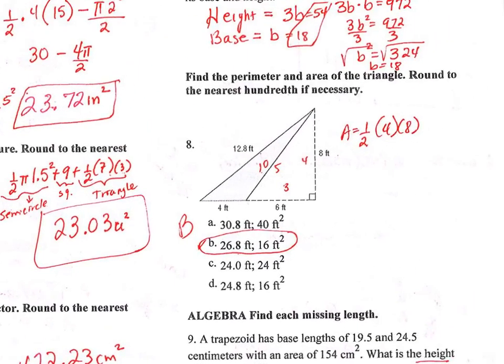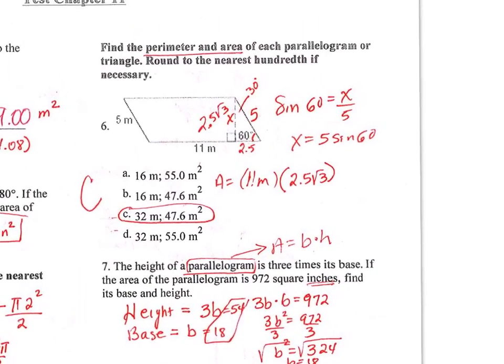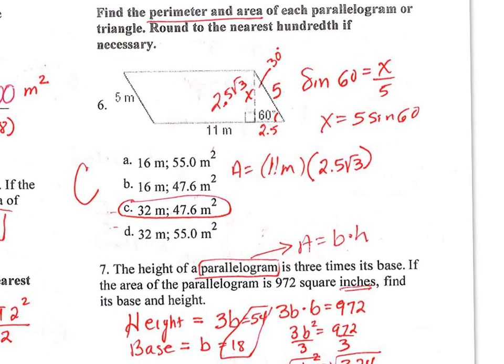Now let's move on to number 6. In problem number 6, it says find the perimeter and find the area. Well, the perimeter is just 11 plus 11 is 22, and then 10 is 32. So the perimeter is 32.